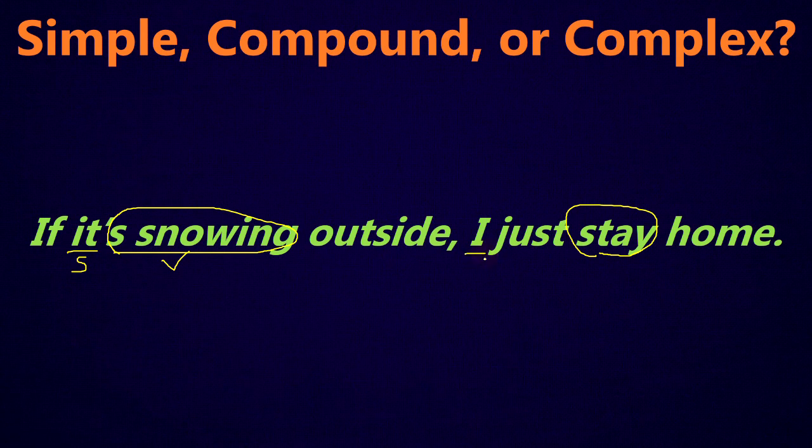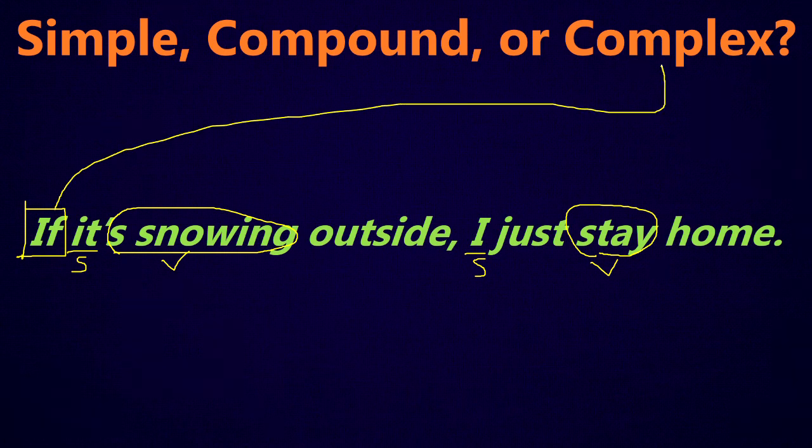What's the subject of stay? It is I. So we have two subjects and two verbs. Now, what word is connecting these two subjects and two verbs? It's the word if over here. So if is a subordinating conjunction, which means that this is a complex sentence. Now, remember, if the connecting word is at the beginning of the sentence, then that means it's a complex sentence.